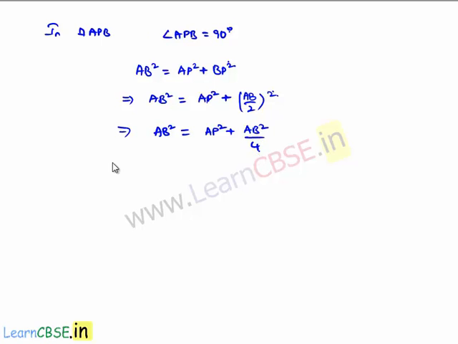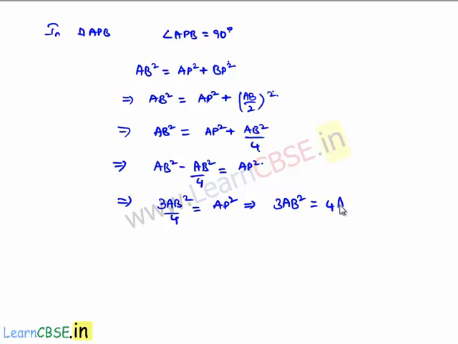Now let us transpose right hand term, that is AB square by 4 to left hand side, we get AB square minus AB square by 4 is equal to AP square. That implies, let us take LCM as 4, then we get 3 times AB square by 4 is equal to AP square. That implies 3 times AB square is equal to 4 times AP square, which is a required proof for us.